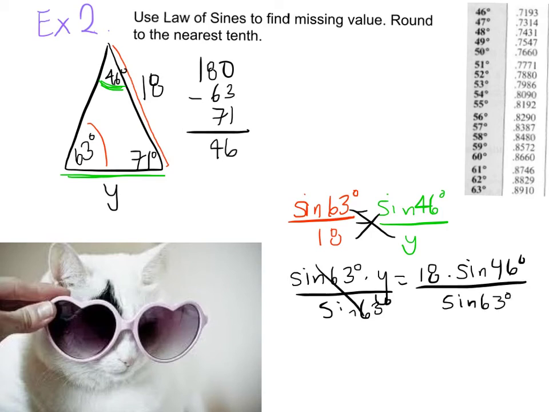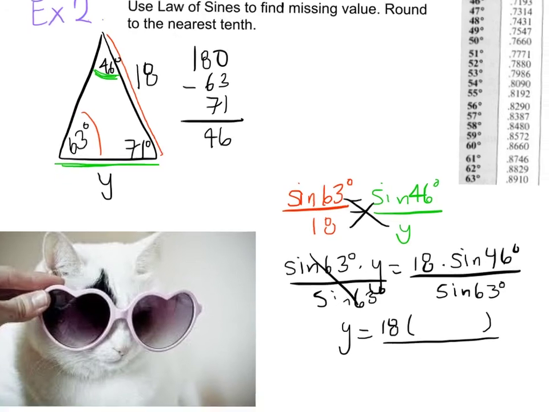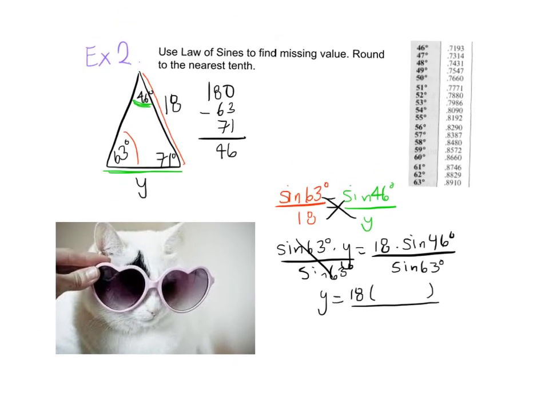And when I do that, I get y equals 18 times the sine of 46 divided by the sine of 63 degrees. Now, this is where you should feel very happy because you're almost done. I still have to do a little bit of math. First, we have to find the sine of 46. It's right up here. So that's 0.7193. And the sine of 63, we use that one. Maybe you've memorized it by now.